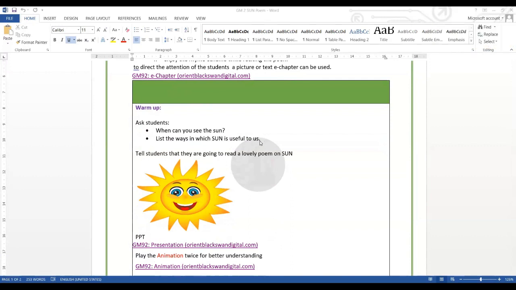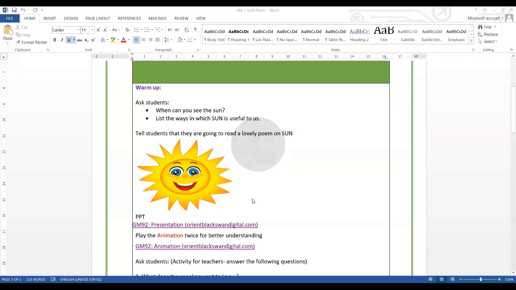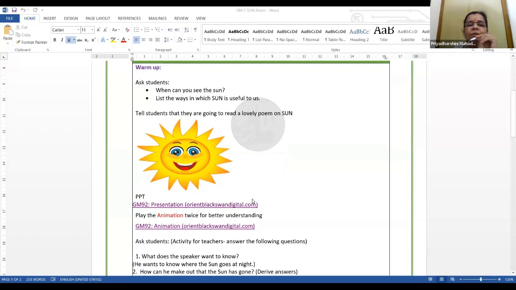It gives light. It gives warmth. Then it's helpful for the plants to grow. Plants, excellent. It helps the plants to grow. So many points you can discuss with them. And we get vitamin D, I guess. Yes, they get vitamin D. Very good.